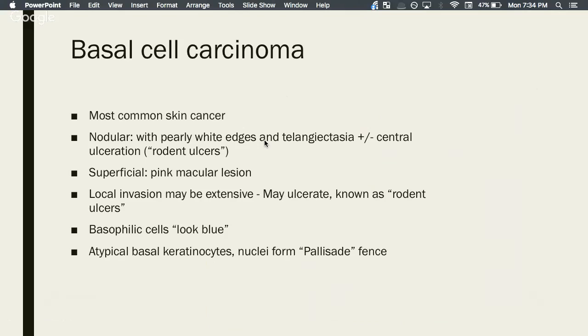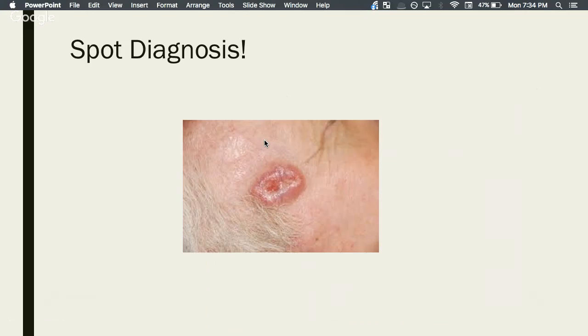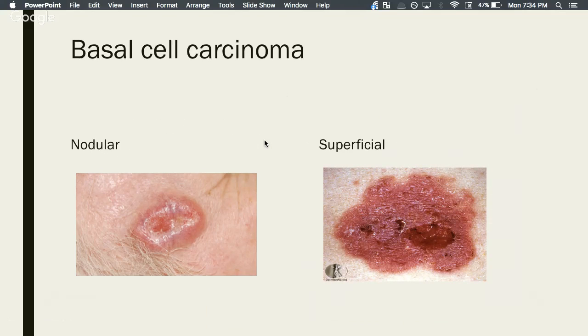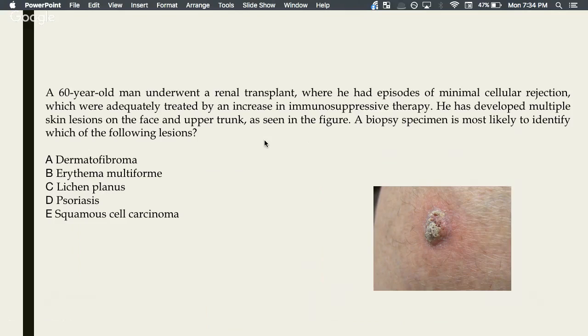Histologically, they can be basophilic cells, so they look blue, atypical basal keratinocytes, with nuclei forming a palisade fence. Those are your buzzwords. But basically, if you can recognize that this is a BCC, it's pretty good. And that's nodular versus superficial. Superficial BCCs are a little bit harder to spot diagnose. So the last one, if I'm not wrong.